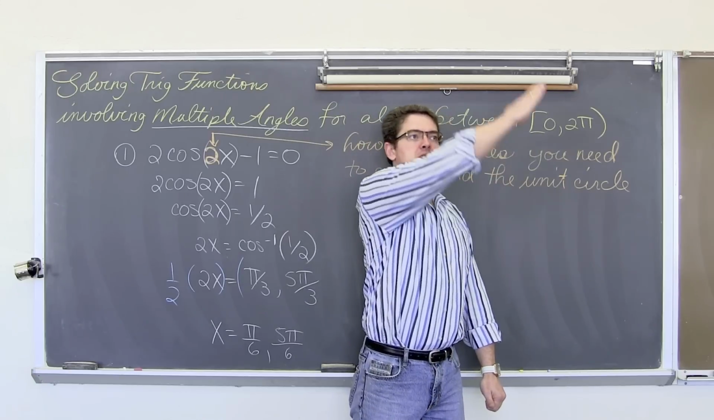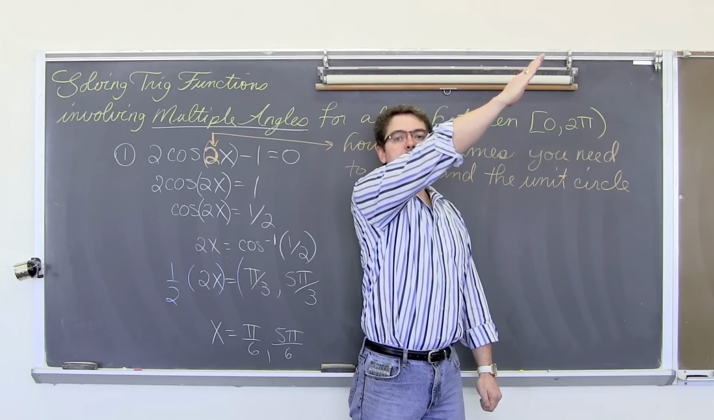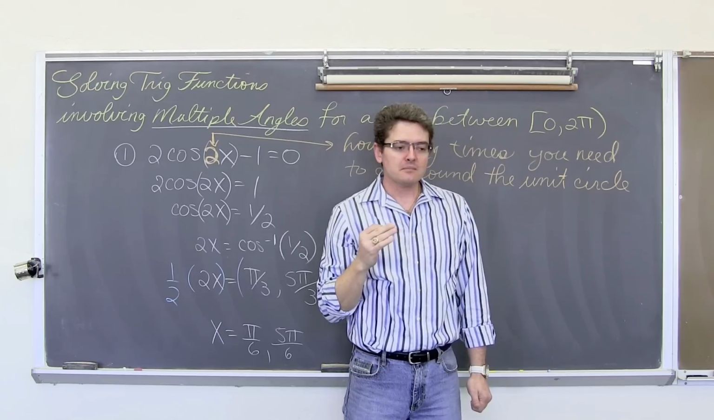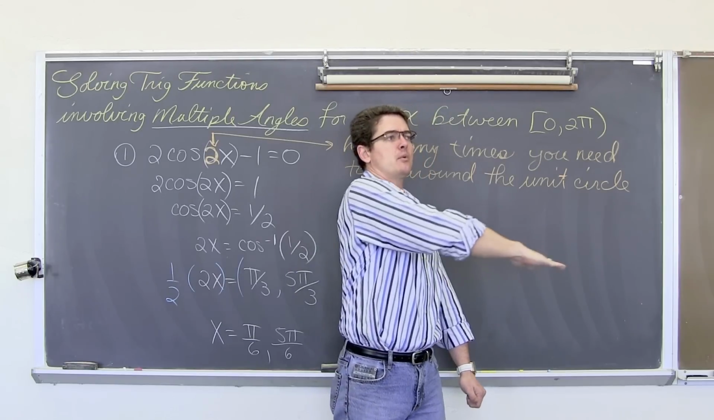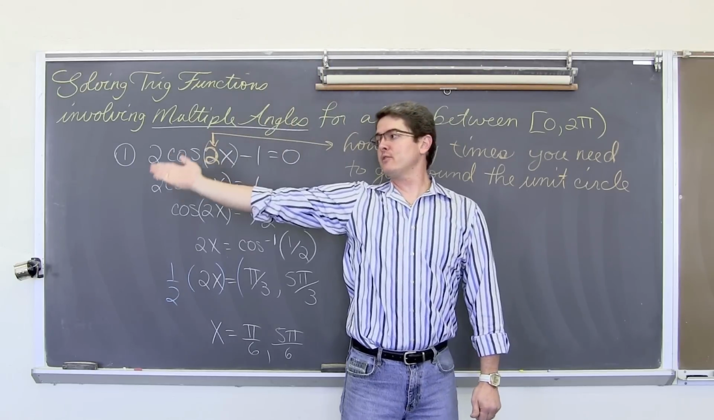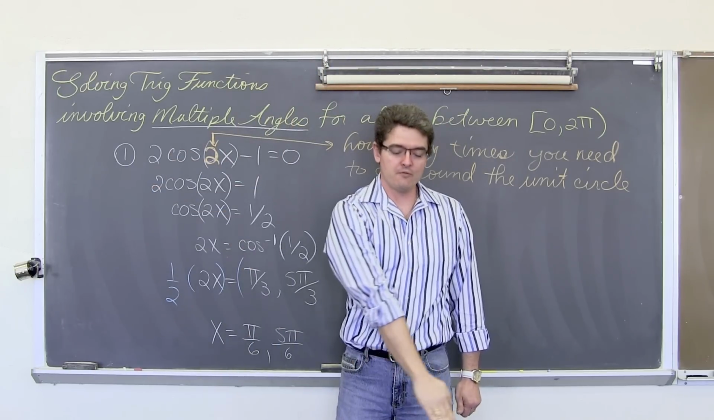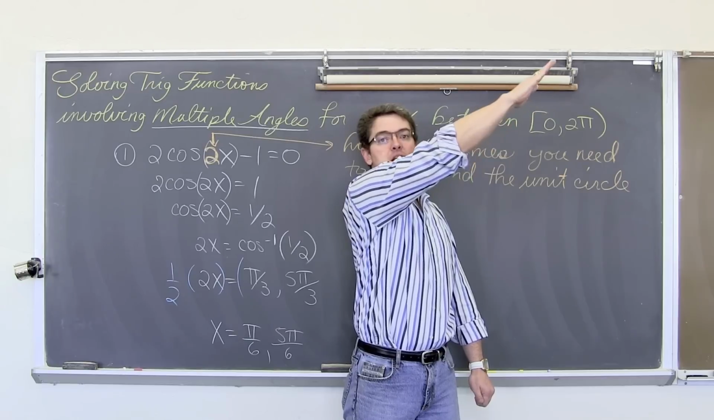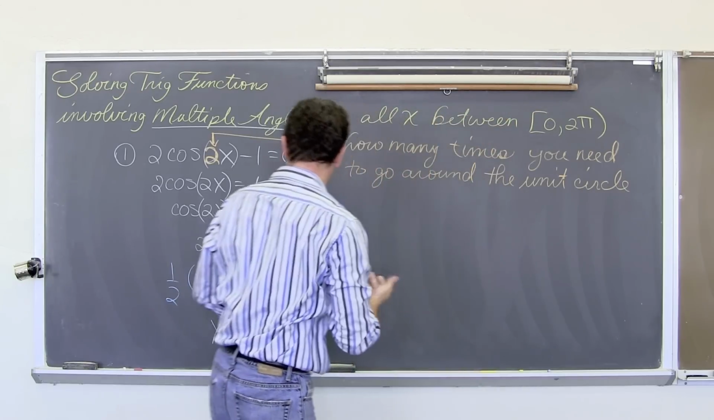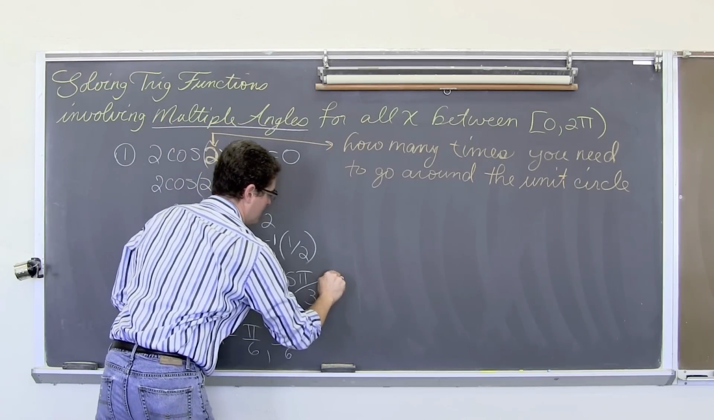Like our first answer was at pi over 3, so I can just make another full rotation and land back at pi over 3. So we got 1, 2, 3 pi over 3, 4, 5, 6, 7 pi over 3. So the other answer is going to be 7 pi over 3.